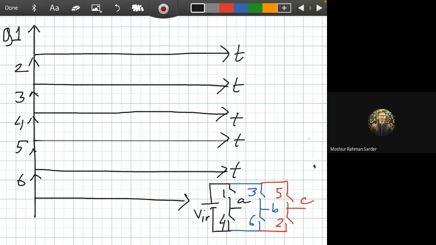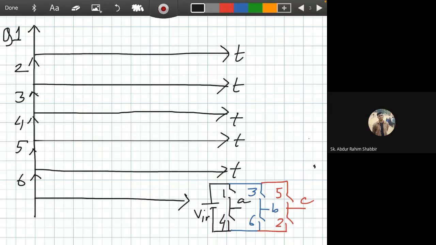From the circuit diagram, we can see that we cannot switch on switch 1 and switch 4 at the same time. What will happen then? We cannot switch on 3 and 6 at the same time. And we cannot switch on 5 and 2 at the same time. Do you understand what will happen if we do so? It will become short, sir. They'll create a short path.